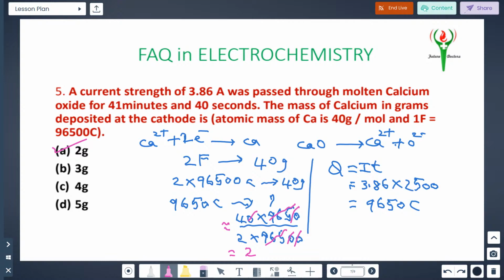Understood? Right. Simple sum. See, calcium chloride, you must know the formula for that. So this is a mere statement. This value is given, you just compare. Okay, you get the answer.